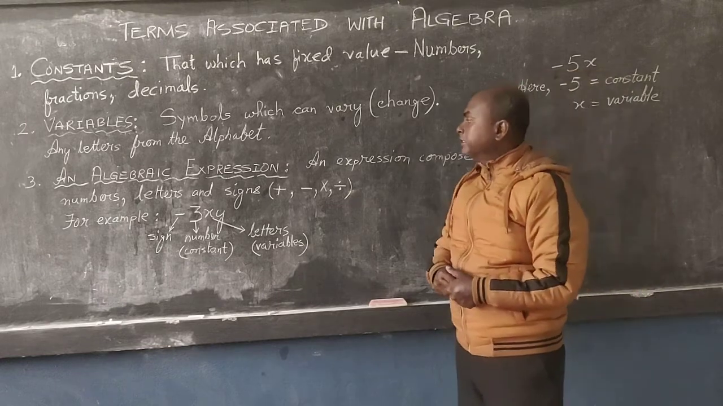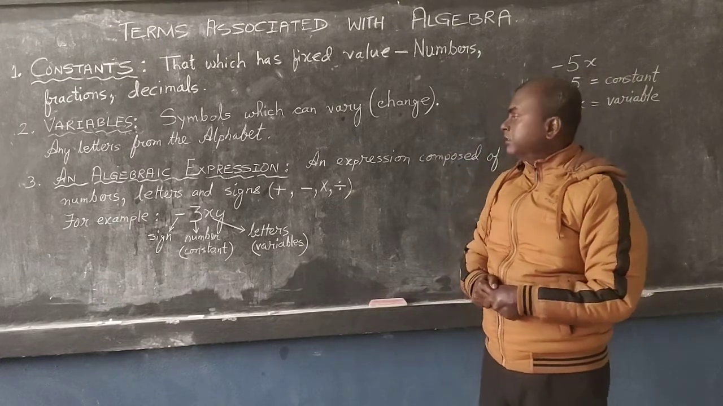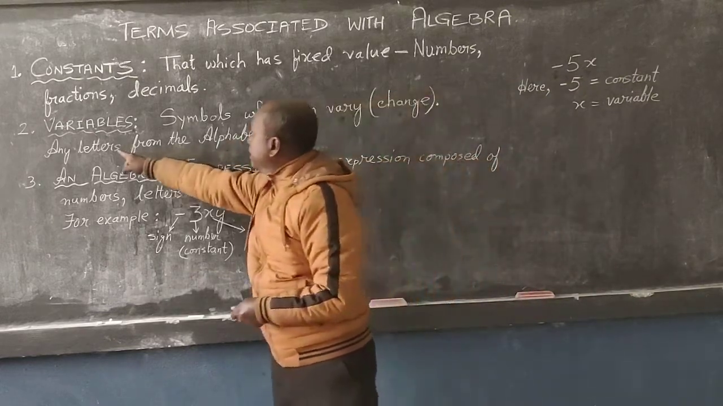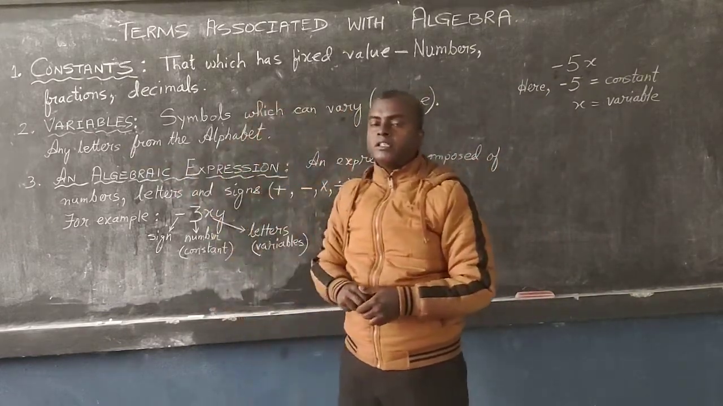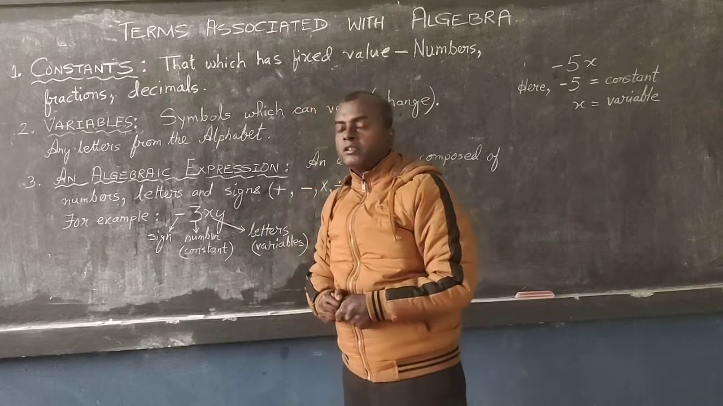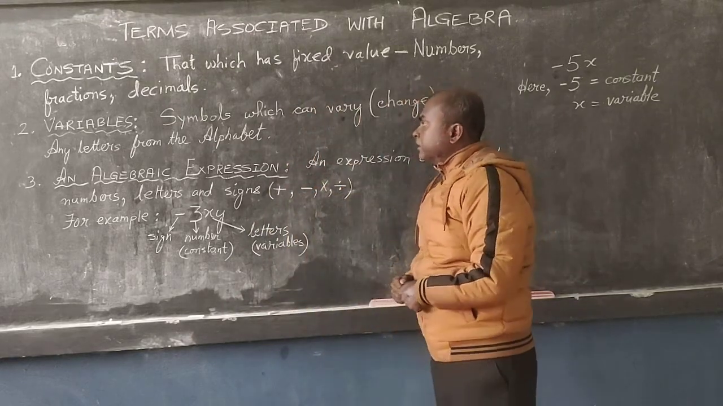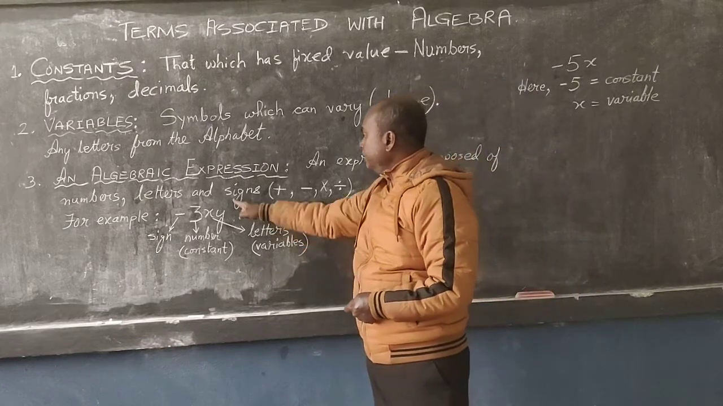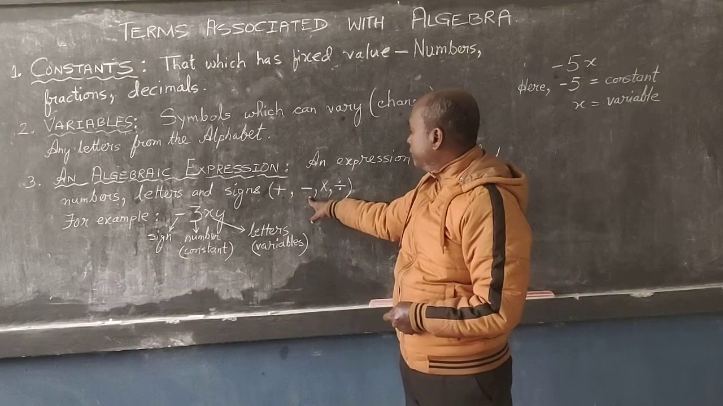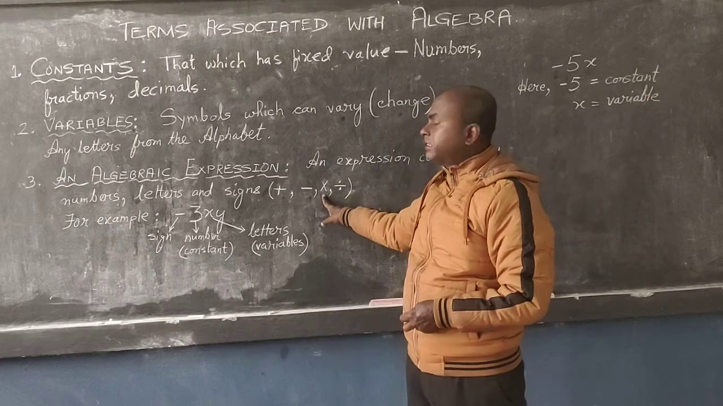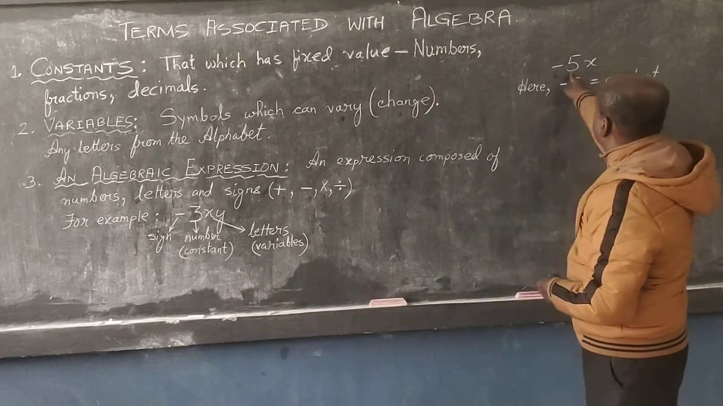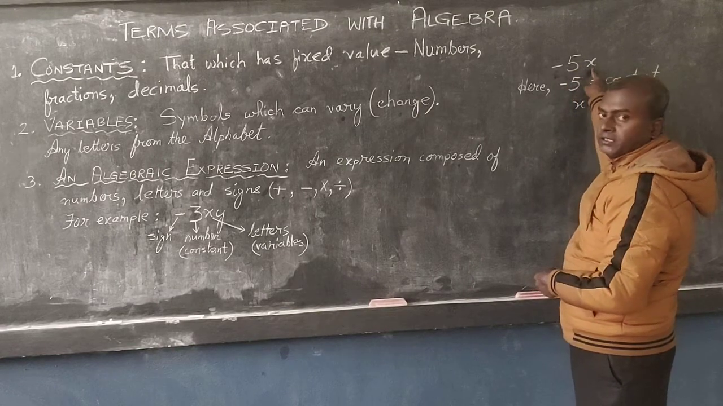So numbers, letters. Letters means what? Here I have mentioned any letter of the alphabet. These letters are actually what? Variables. So numbers means constants. Letters means variables, along with the sign. Sign can be negative, positive. Even signs like multiplication and division are also included. Like here in this case you see minus 5x.